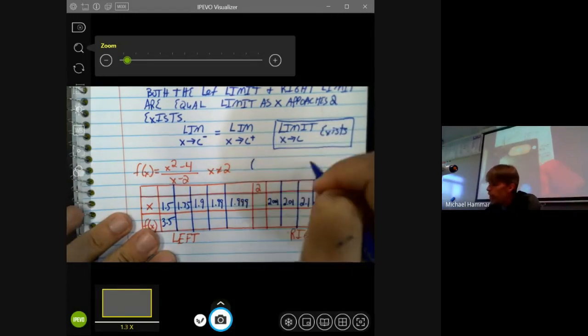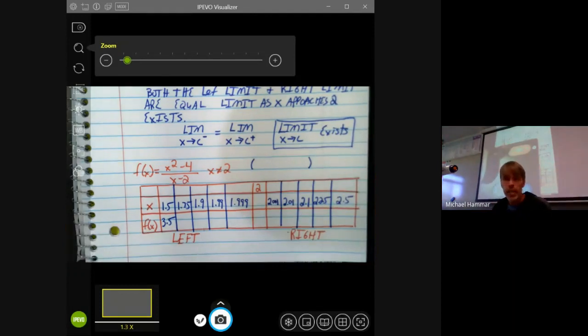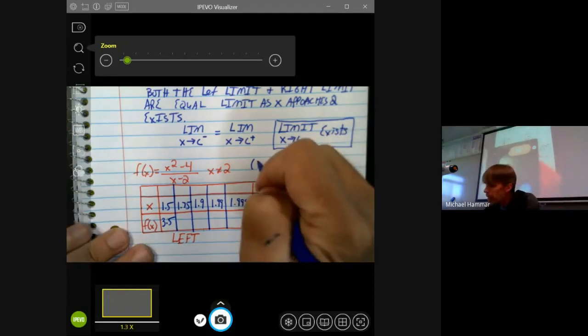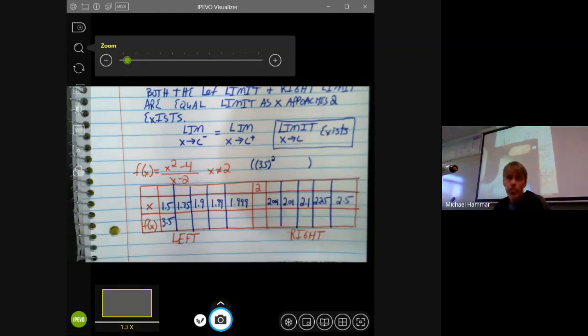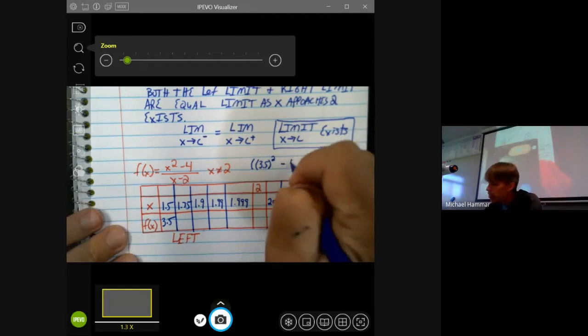Remember, the numerator needs to be in parentheses as a whole. So in your calculator, make sure there's a set of parentheses for the whole numerator. Now, what I tend to do is whatever x value is being squared, I put that in a set of parentheses as well. So in my calculator, this is what the beginning is going to look like. And then I have minus 4.